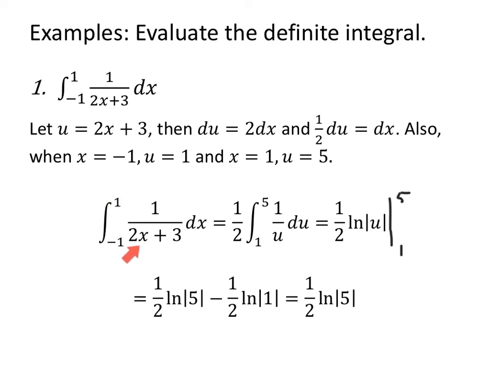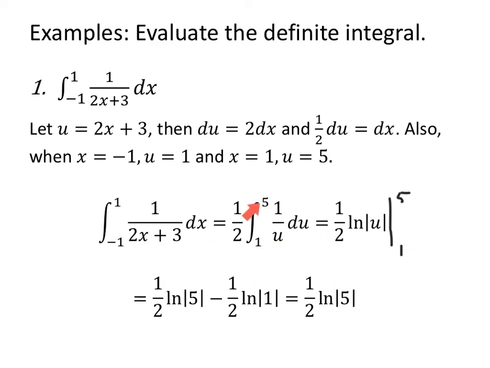So taking this integral written in terms of x and rewriting it in terms of u, I want to make sure I change my limits of integration as well. It is not true that these should be a -1 and a 1 if I'm using u's, because those are not the appropriate values that we're looking for. So if you're going to switch to u with a definite integral, make sure your limits of integration are also changed in terms of u.